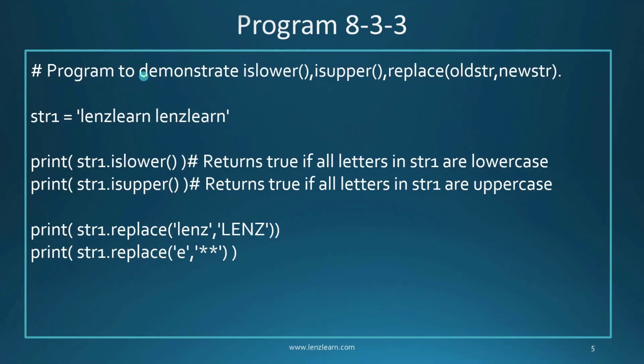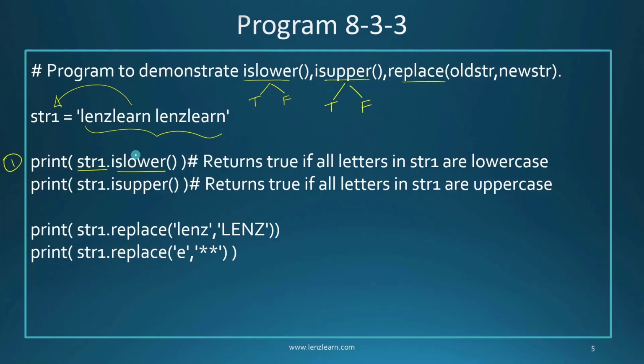Now in this program we are going to study 3 more built-in functions for strings, which are called islower, isupper and replace. We have a big string stored in the variable str1. The first 2 built-in functions, islower and isupper, will return either true or false depending on the input string. So now let us see the first print statement. I have called islower with str1, that's the variable name, dot islower.